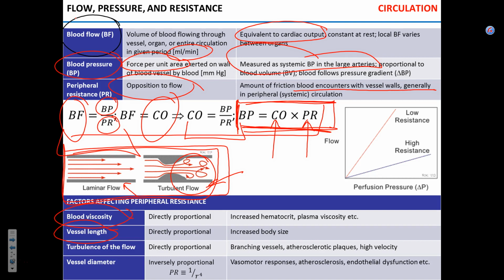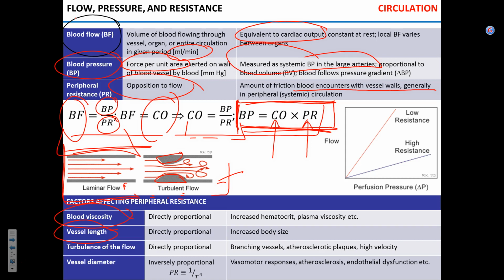Now, what do you think this can be in the blood vessel? A plaque, an atherosclerotic plaque. Okay. In fact, turbulent flow can be observed at any branch. When vessels merge or diverge, you can see turbulence in the flow. Does that make sense to you? Cool.